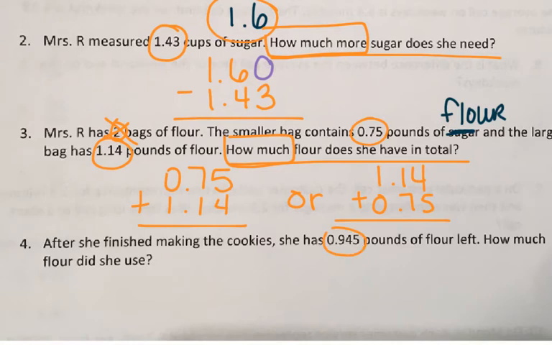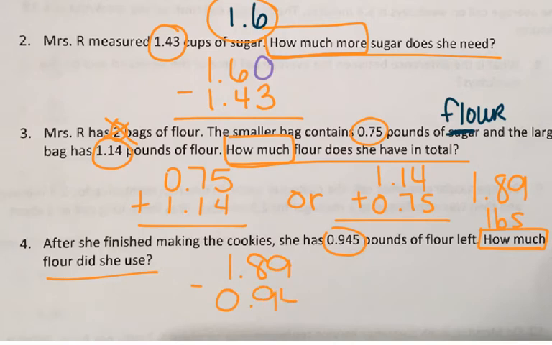Okay, and so this one was 1 and 89 hundredths pounds. How much did she use? How much is left? How much did I use? Because we know how much is left, we're subtracting. So you'll take 1 and 89 hundredths and subtract 945 thousandths. 1 is greater than 0, and then you will subtract. So that's how you would solve number 4.